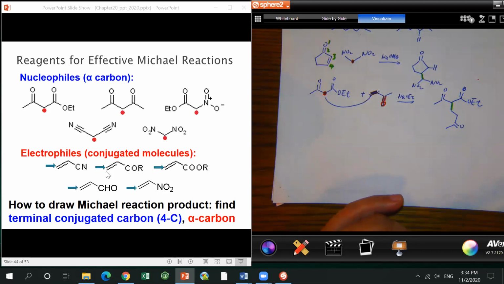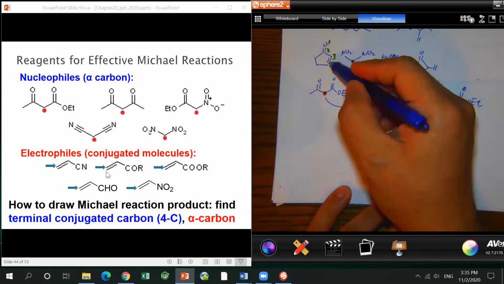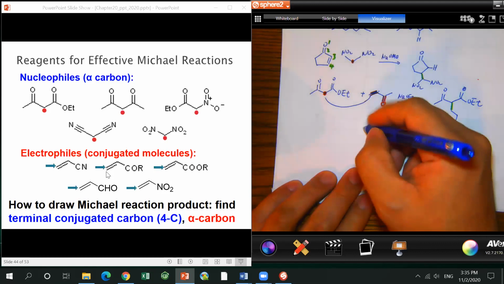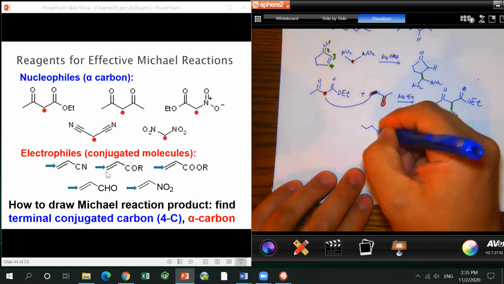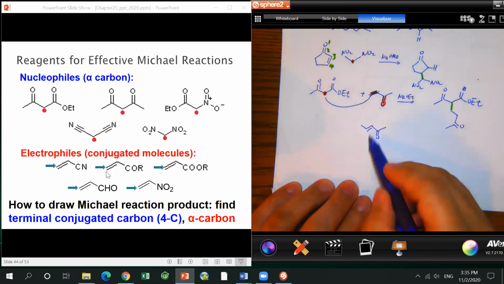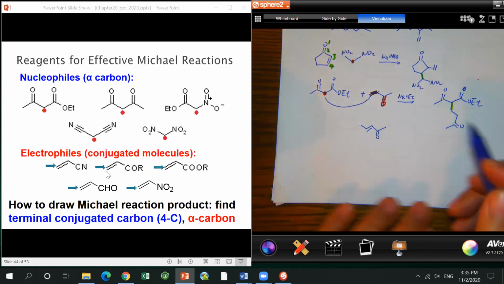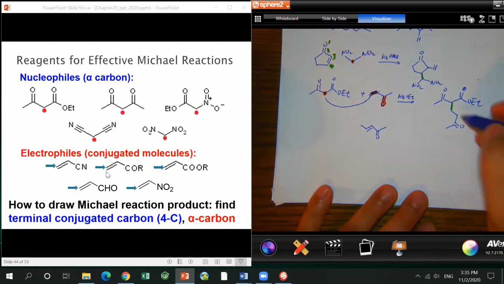That bond needs to be on the terminal carbon. As long as it's on the fourth carbon, it's fine. For example, here there is no terminal carbon. I'll give you another example. Here the double bond is not necessarily on the terminal carbon. In the middle case, as long as it's conjugated with the C=C double bond, that will be fine.